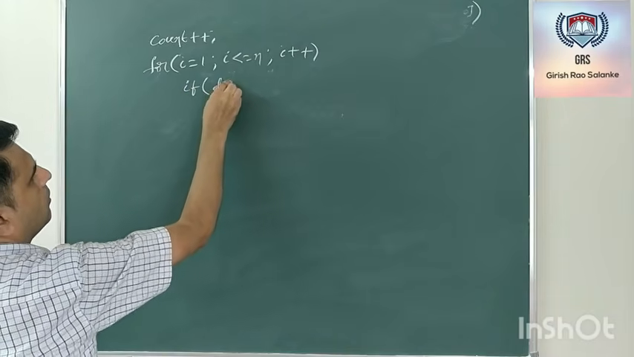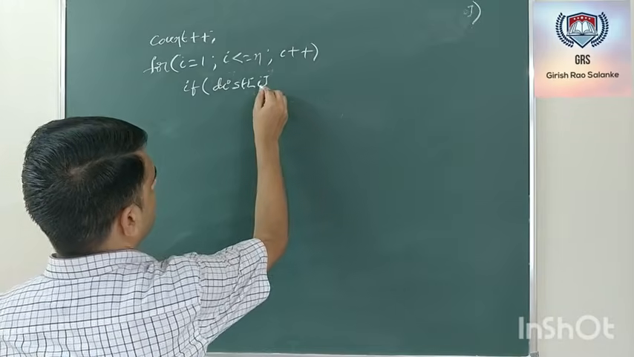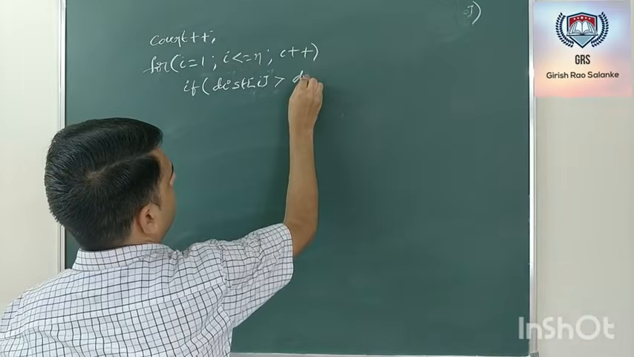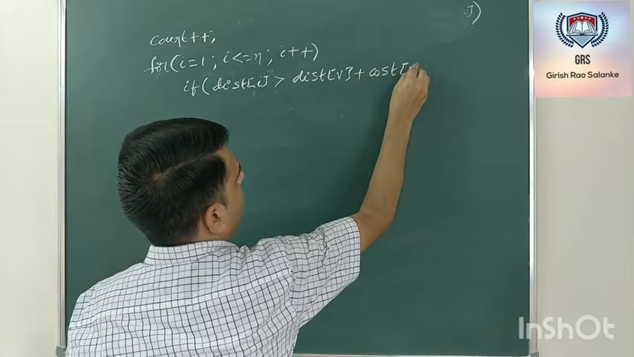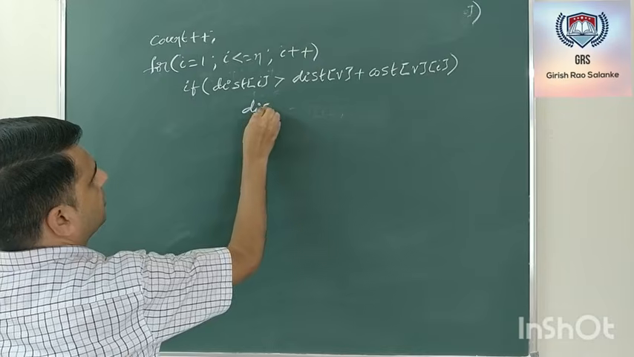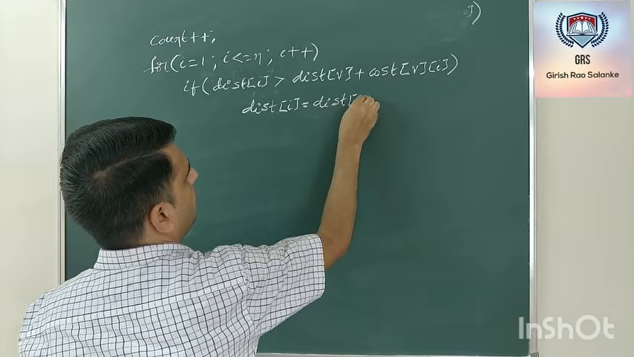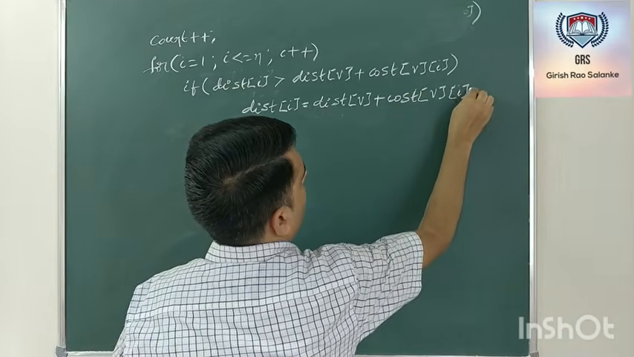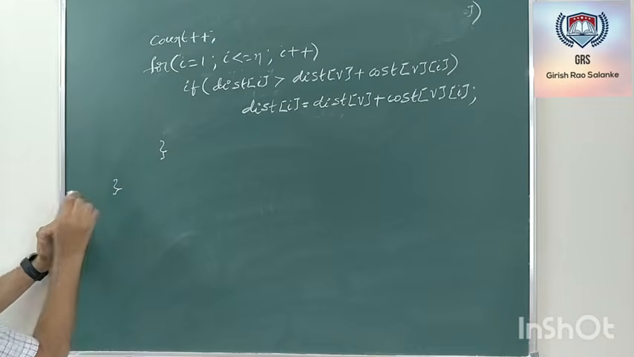If distance of I is greater than distance of V plus cost of V I, if this is true, update the distance. Distance of I should be updated to distance of V plus cost of V I. Yeah, this should be fine. Now close your while loop, close your function.